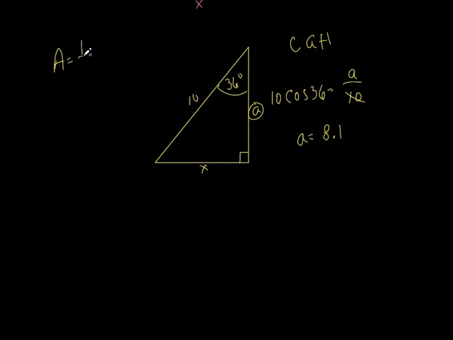So remember, it's 1/2 the apothem times the perimeter. So guess what we just found? The apothem. We just found the apothem. So it's 1/2 times what? 8.1. Now we have to find what? The perimeter. Now how is x going to help us find the perimeter?